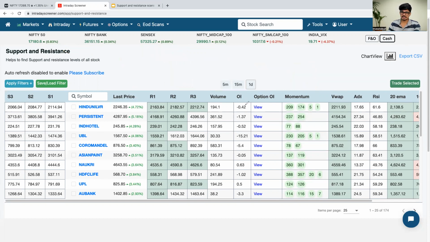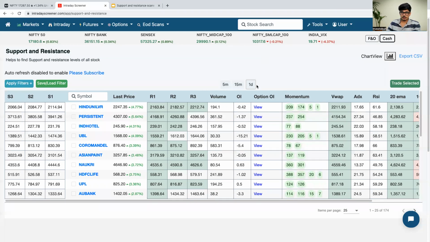So here you could clearly see that the open interest has fallen and the price is going up. So what does this mean? You can pause the video for a while and answer it in the comments. So let me tell you what is happening here. Short covering is happening in this specific stock. We look for buying opportunities.